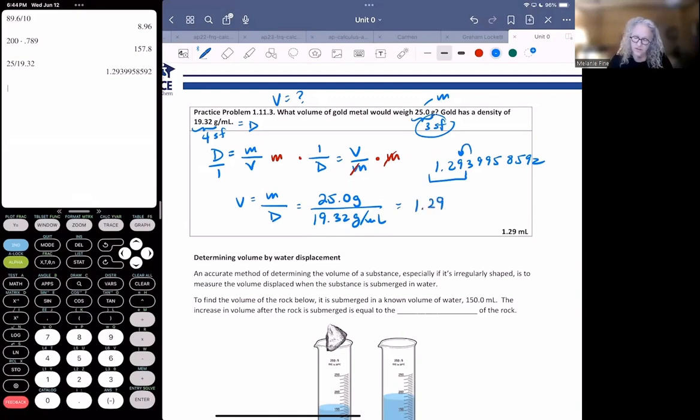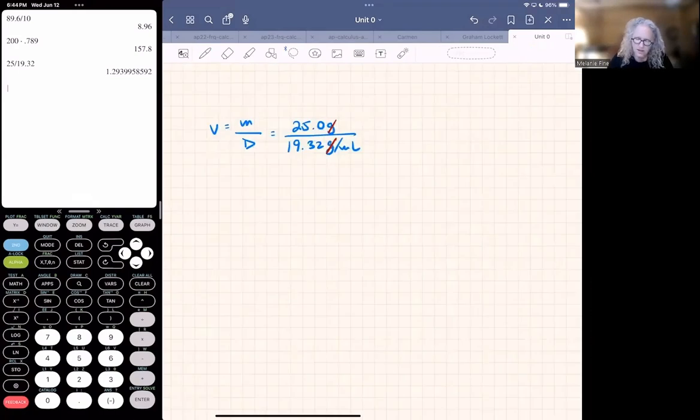What about units? Grams cancels out. Milliliters is in the denominator of the denominator, which makes it in the numerator. So it's 1.29 milliliters. Let me just prove that to you. We said that the grams cancel out. So we've got 1.29. So it's 1 over milliliters. Milliliters is in the denominator of the denominator. How do I know that's in the numerator?